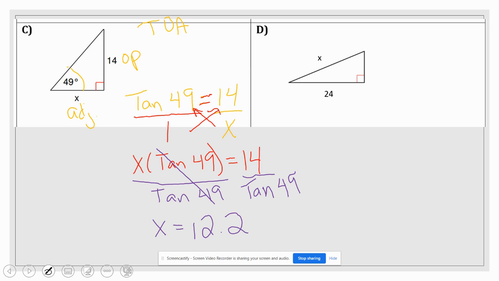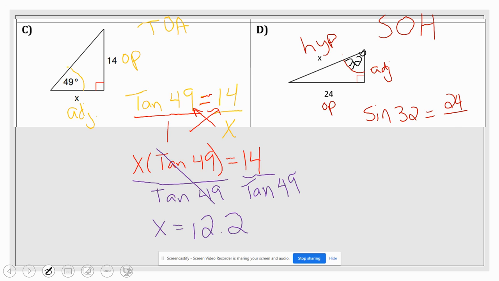Letter D. I'm going to put, let's say, 32 degrees over here in this upper corner. Our theta being up here makes 24 opposite. We have adjacent over here on the right, and the x is our hypotenuse. So we have opposite, we need hypotenuse, OH, so we're looking for sine. So we have sine 32 is equal to 24 is the side opposite, and x is the hypotenuse.